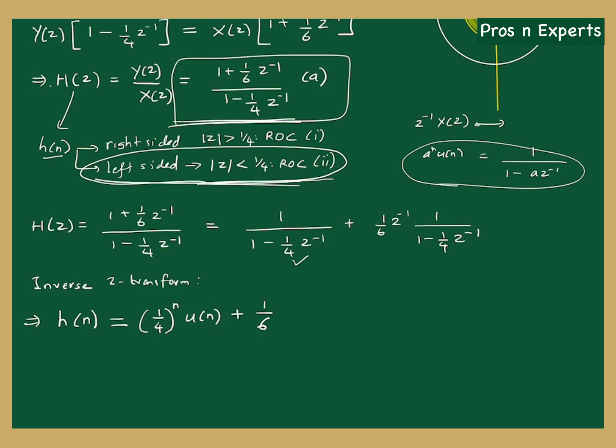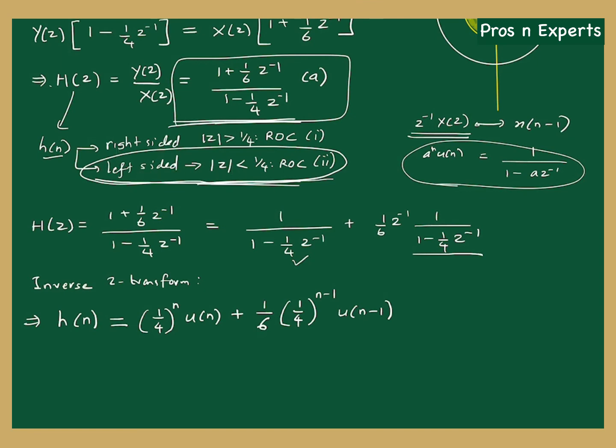We can make use of the time shift property, right? x of n minus 1 will be the inverse transform of z inverse into x of z. This is straight away the time shifting property. Okay, so I can write 1 by 6 into the inverse transform of 1 by 1 minus 1 by 4 z inverse, which is 1 by 4 raised to n u of n. So I can write 1 by 4 to the power n minus 1 u of n minus 1. Okay, so this is the impulse response, assuming that the signal is right sided, but you're given that the signal is left sided.